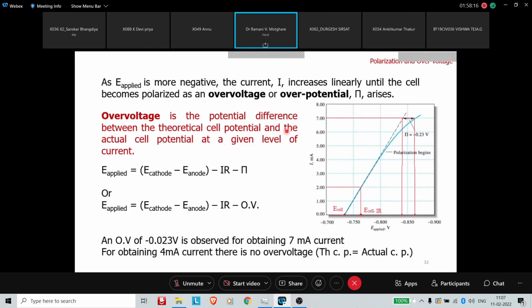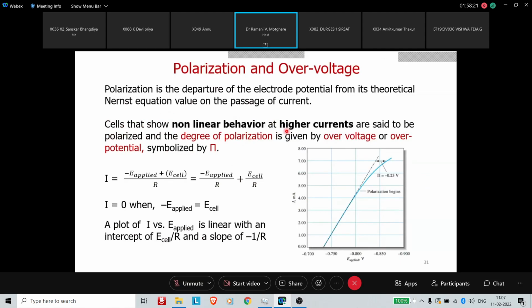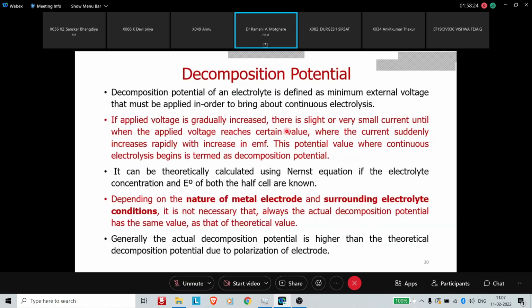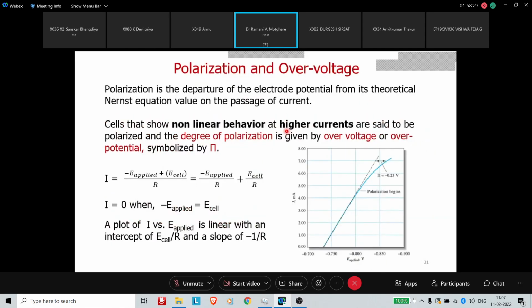Decomposition potential is the one which is theoretically calculated from the electrochemical series. At different levels of current, you have different levels of decomposition potential. At zero current, the decomposition potential is this. At 2 milliampere current, the decomposition potential can be said like this, and so on. A time reaches when the decomposition potential is not the same as the theoretically calculated one, but this is the actual potential. The difference between these two values is termed as over potential.